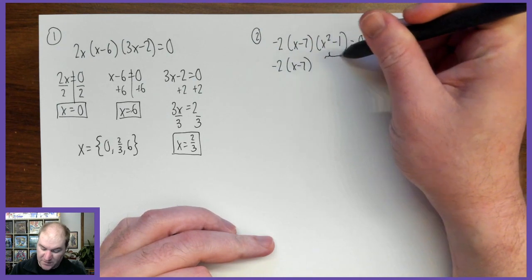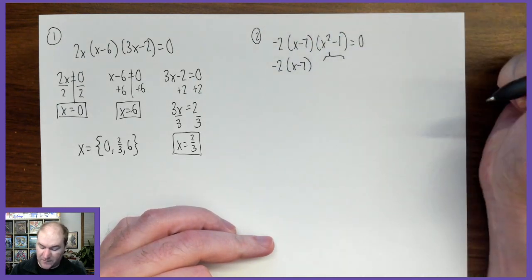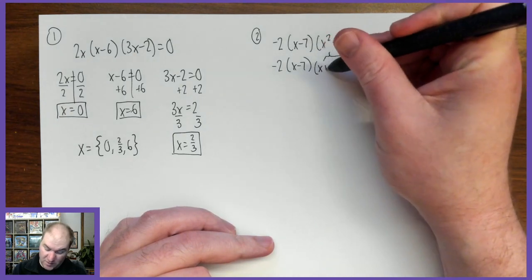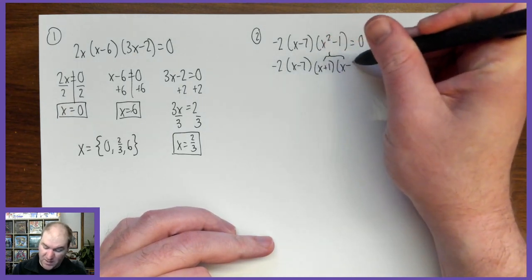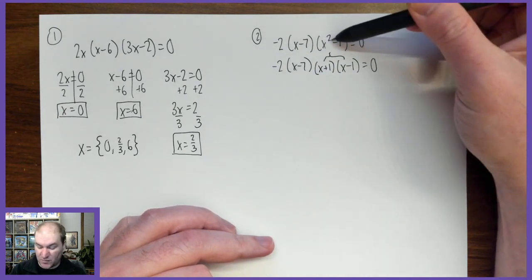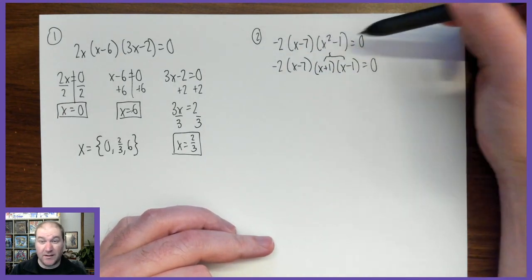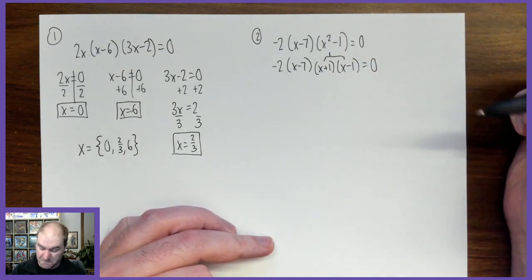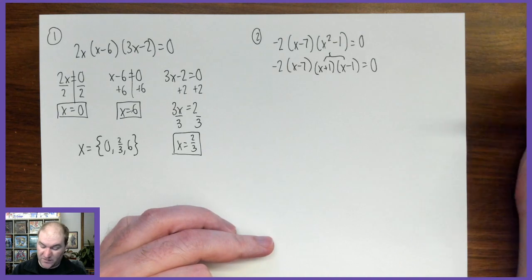This can be factored. There's no GCF, but it is a difference of 2 squares, right? X squared minus 1 can be written as x plus 1, x minus 1. Difference of 2 squares has a minus sign, and everything involved is a perfect square, and it's a binomial. So all those things are true. So now this is factored completely.